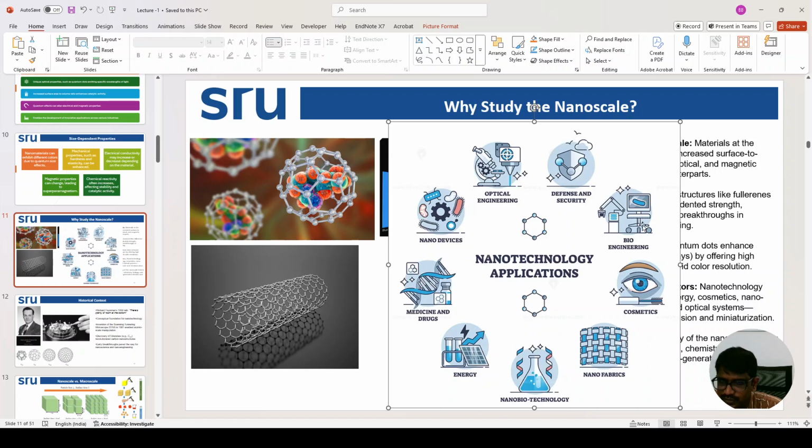And also in bioengineering, in making many devices, for example diagnosis devices like MRI and CT scans. In many medical devices we are using nanotechnology, and also in cosmetics. For example, if you observe cricketers, what will they do?